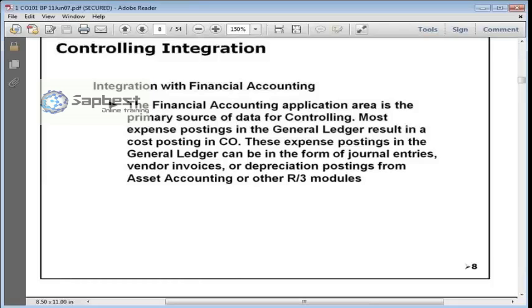I'll give you three examples. I'm getting a loan from a bank. My cash is going up, and my liability is also increasing, so it has no bearing on CO. I'm buying an asset. My cash is going down, the assets are increasing. It has no bearing on CO. I'm buying inventory. My cash is going down, inventory is going up, no bearing on CO.